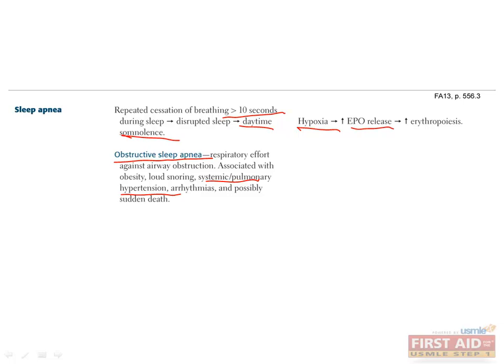It should make you think of COPD, where you see some of the same complications. You can also see right heart strain and the development of associated arrhythmias, so sudden death is a possible clinical presentation for patients with sleep apnea.